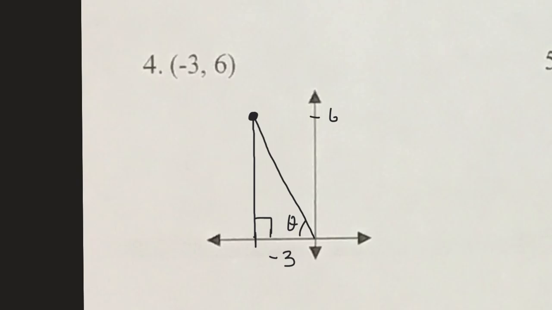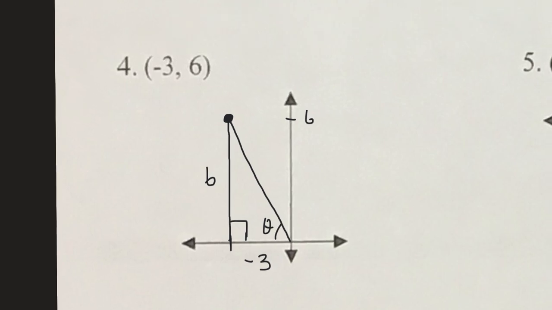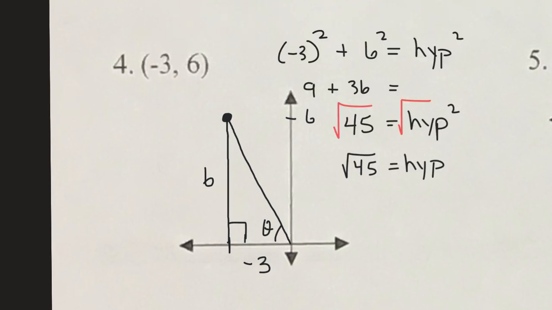And then we go from our coordinate back to the origin, and that forms our theta. So that means we have another side of +6, right? Positive in the y, so 6. And now we're going to do Pythagorean theorem to figure out what our hypotenuse is going to be. So our hypotenuse is the square root of 45.